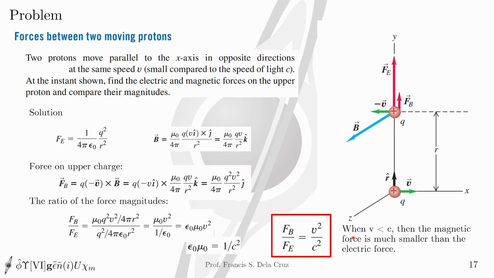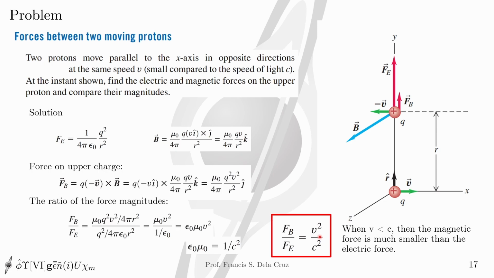So what does it mean? When v is much less than c, which is 299,792,458 meters per second, the speed of light, then the magnetic force is much smaller than the electric force. So it gives us an insight that if these protons were moving at the speed of light, just hypothetically, the amount of force electrically would be equal to the amount of force magnetically, because the ratio of v squared over c squared will be equal to 1.